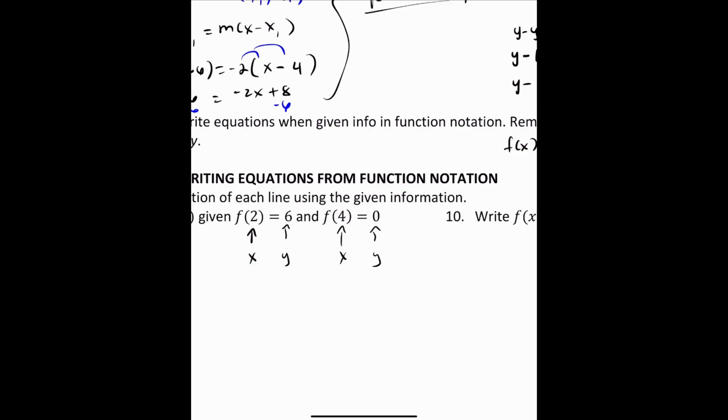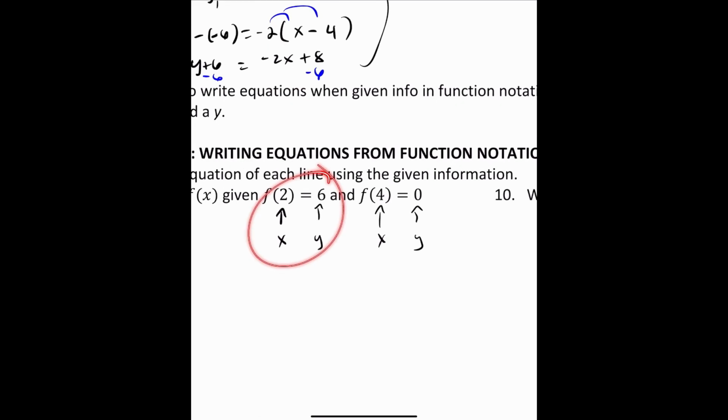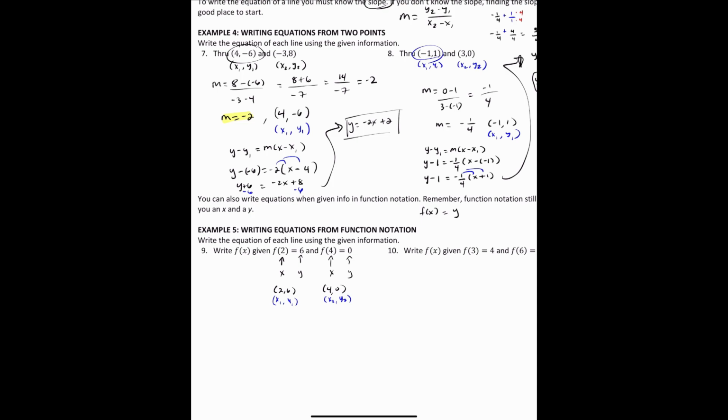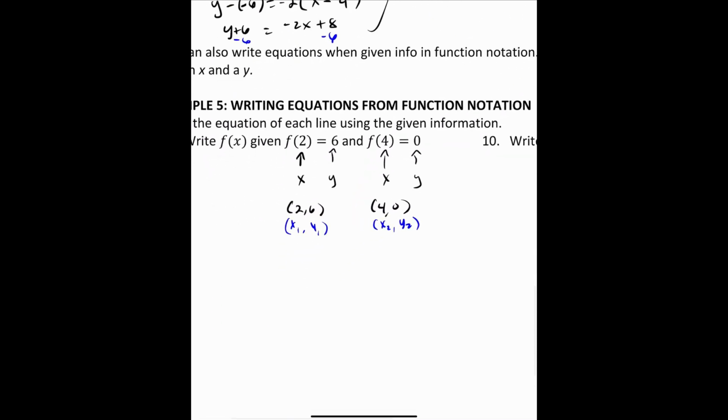Okay? So I can say for this situation here, we can rewrite this as 2, 6, and in this situation here as 4, 0. So I have my first x, first y, and over here we have my second x and second y. So all I need to do is basically what we did over here. I'm going to calculate the slope. I'm going to pick a point, use point-slope form, and then convert that into slope-intercept form. So I'm going to calculate the slope with these 2 points here.